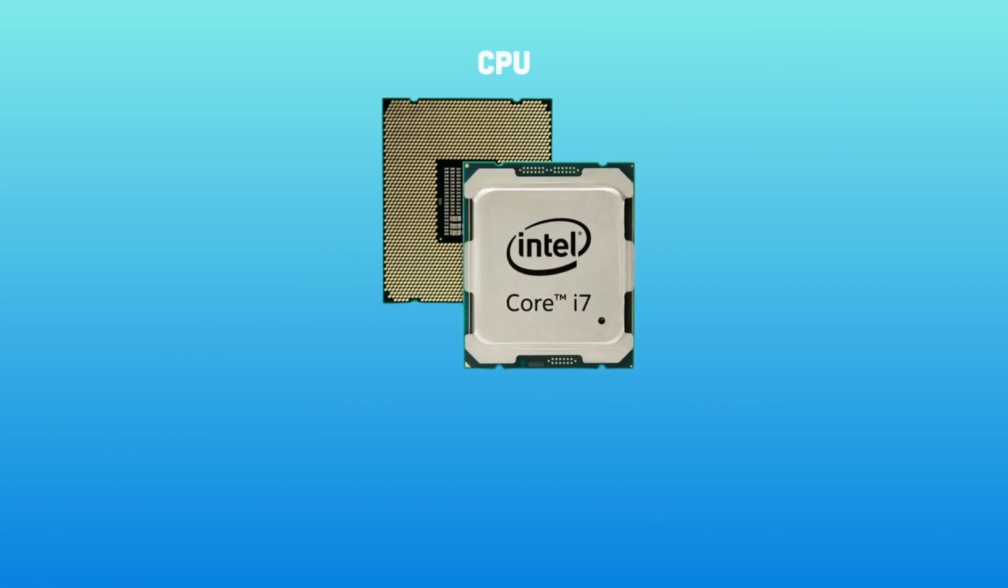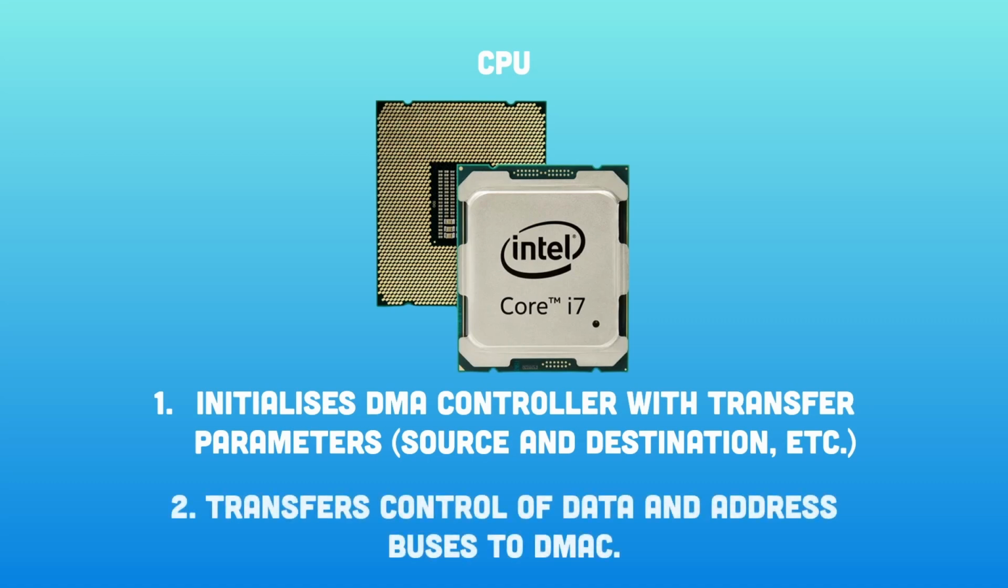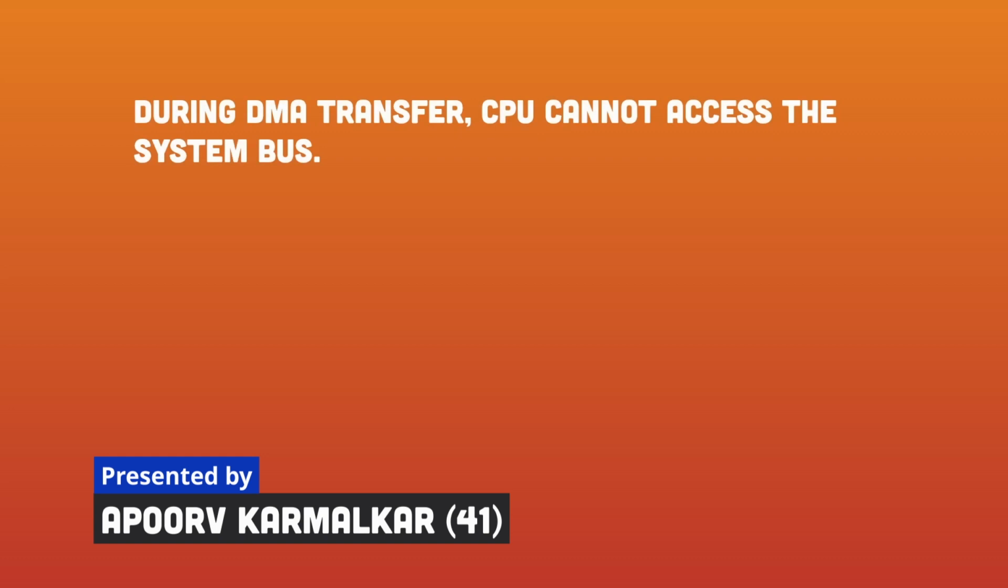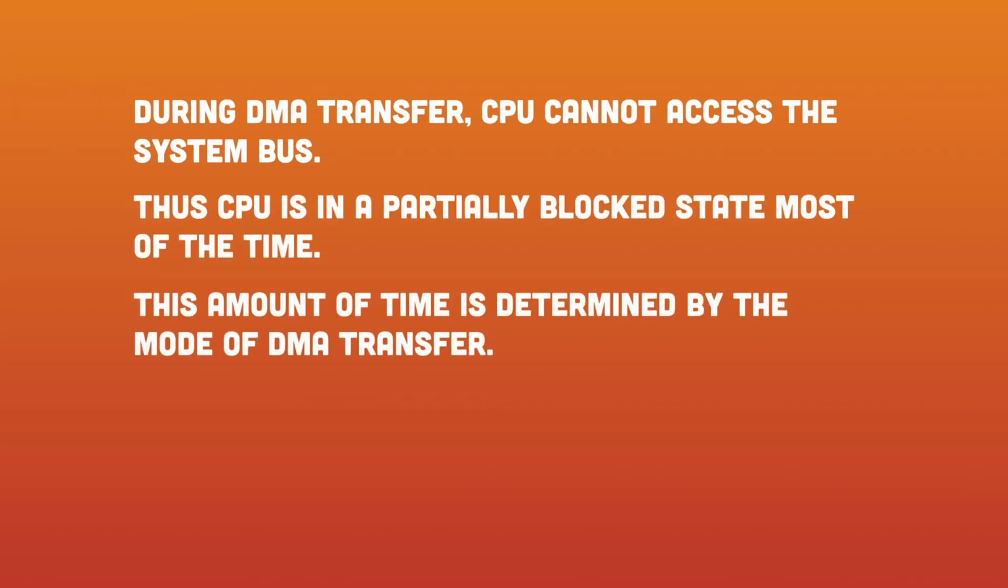CPU. The CPU is not directly involved in the transfer process. Instead, it sets up the DMA controller with certain transfer parameters and waits for an interrupt signal when the transfer is complete. During the DMA transfer, the CPU can perform only those operations in which it doesn't require access to the system bus, which means mostly the CPU will be in a blocked state. For how much time the CPU will be in this state will depend upon the modes of transfer.